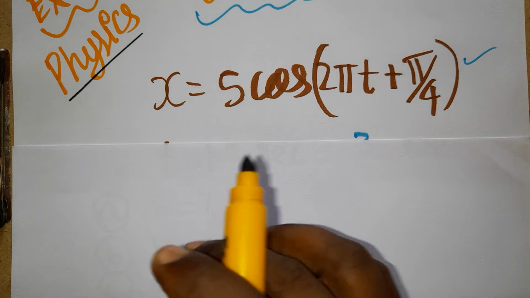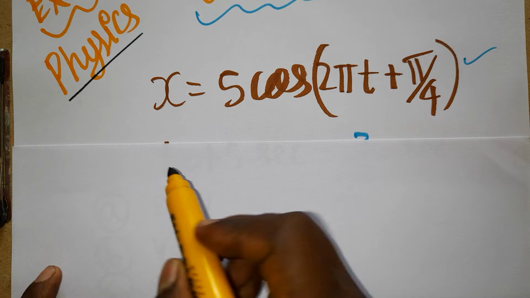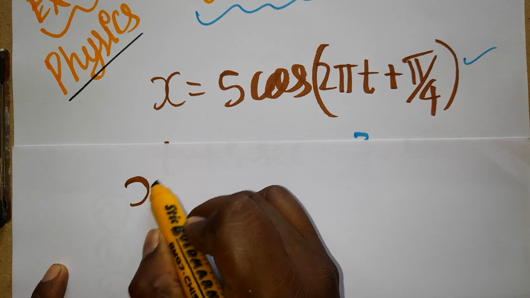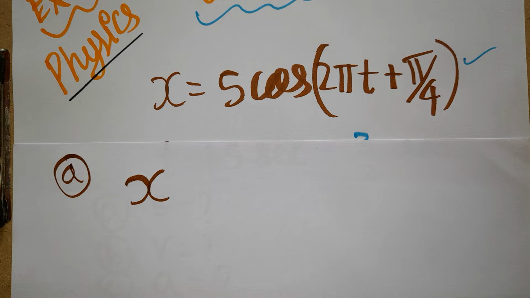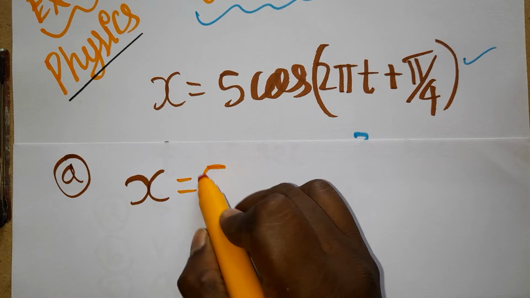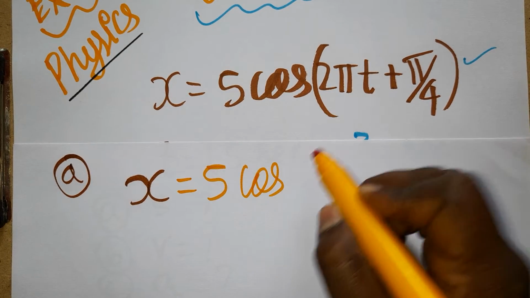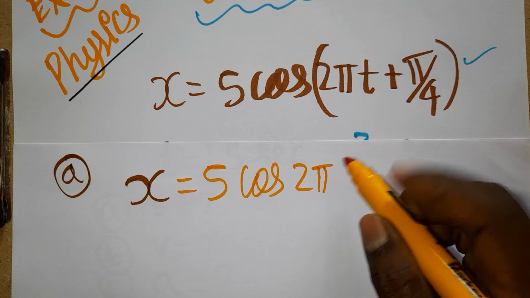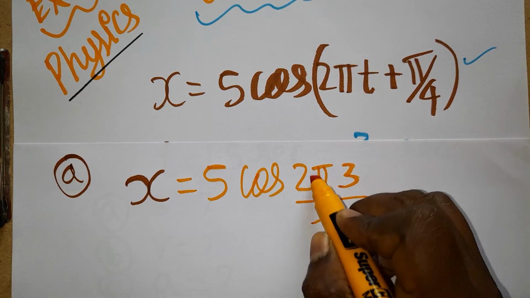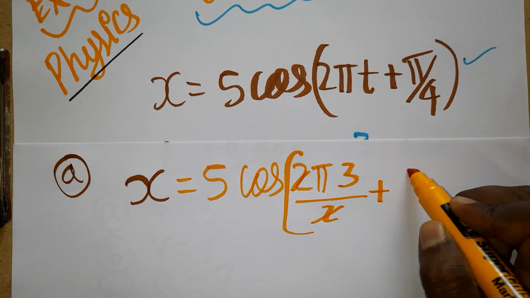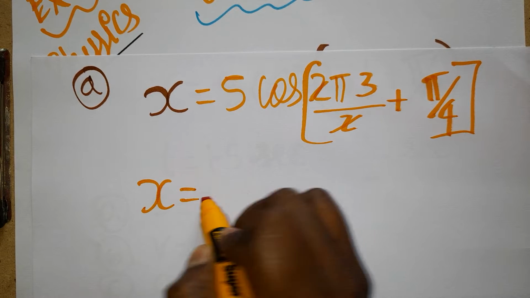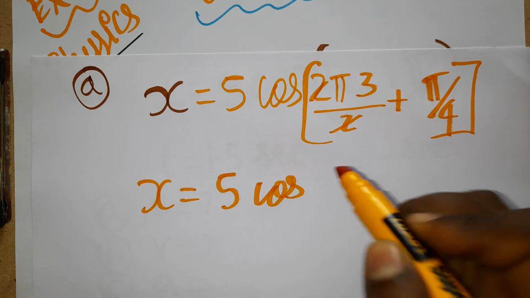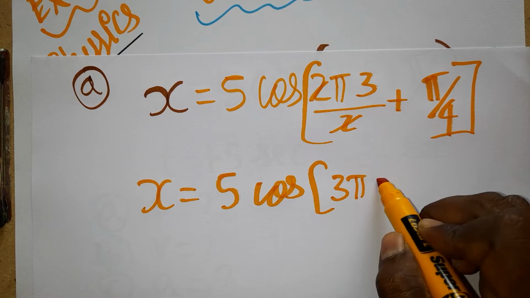The time period is given. First I am going to find the displacement. Displacement is equal to amplitude, which is given in the question, 5 cos 2π. The time period is 1.5, that I wrote as 3/2. This gets cancelled, plus π/4. So we'll get x is equal to 5 cos(3π + π/4).